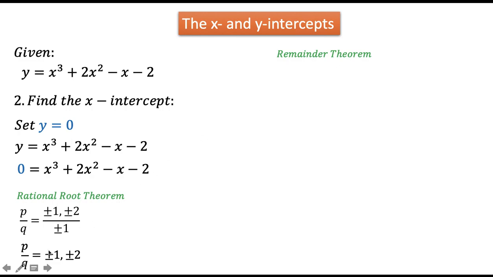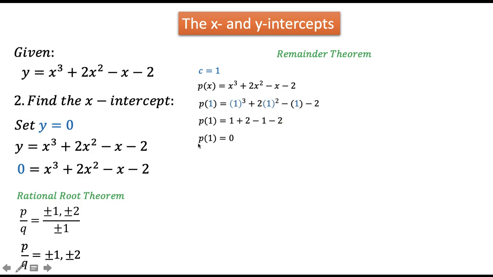So let's start with the positive 1. This will be our number indicator. We will then write the given function, replacing y with p of x. Then write x cubed plus 2x squared minus x minus 2. Replace x with c, which is positive 1. Then solve. And in this case, p of 1 is equal to 0. Therefore, 1 here is one of the x-intercepts.